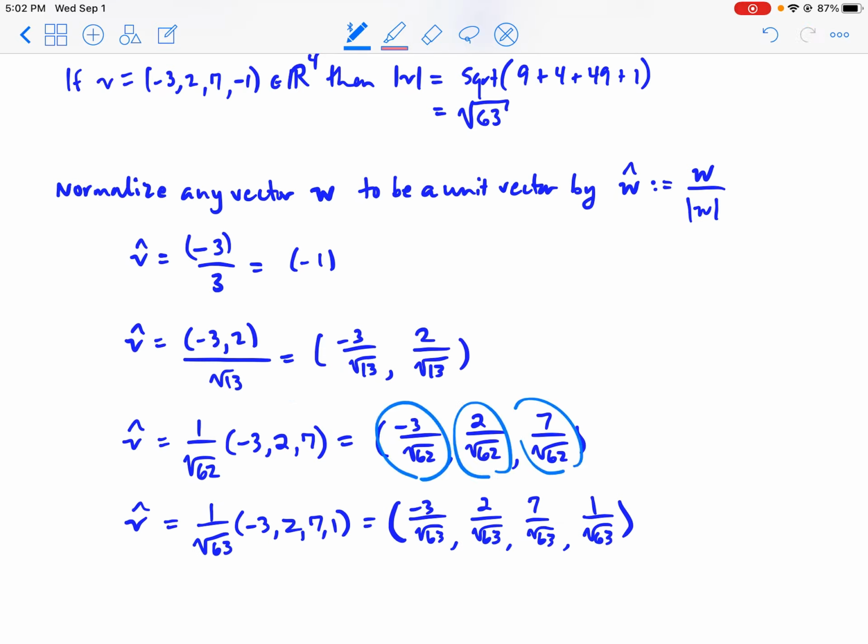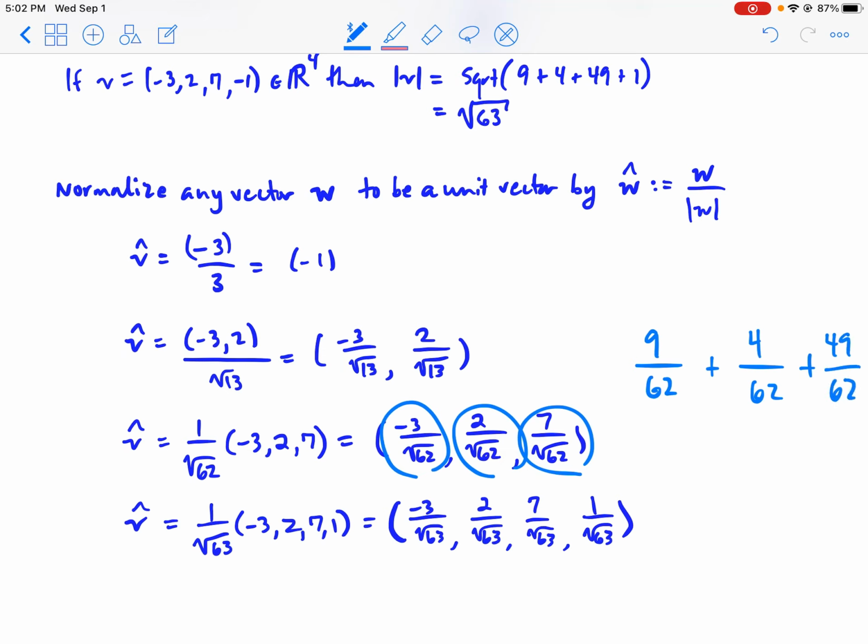And of course, let's check. We can take the sum of squares of these. What's the first one squared? It's 9 over 62. What's the second one squared? It's 4 over 62. What's the third one squared? It's 49 over 62. 9 and 4 is 13, 13 plus 49 is 62, and of course we get 1 equals 1.